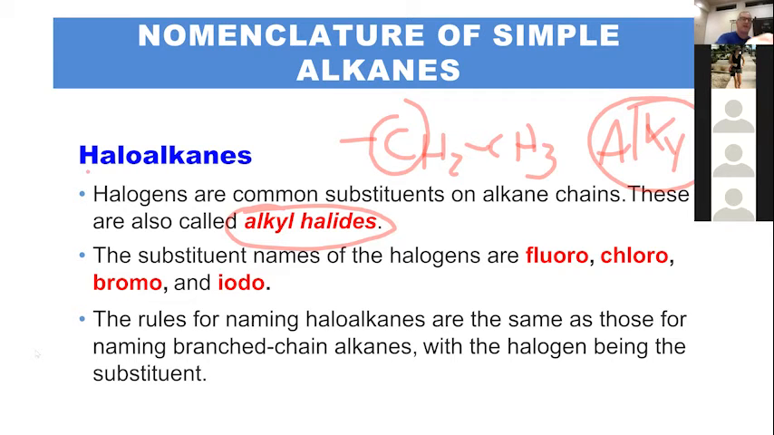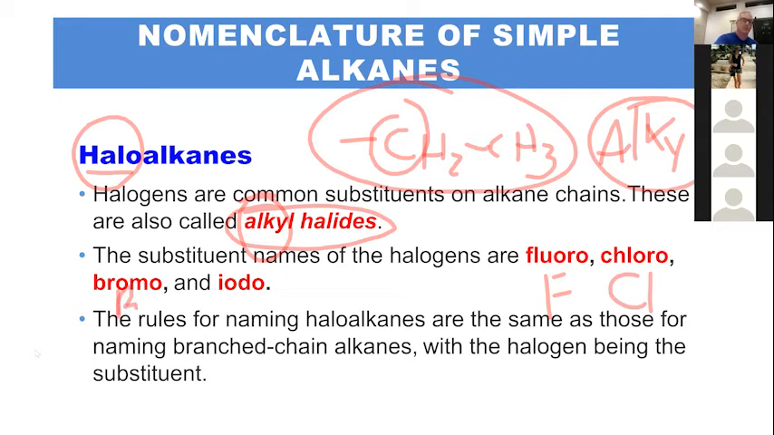So either we can call it an alkane with a halogen attached to it, or we can call it a halide with an alkyl group attached to it. Generally, we'll call them haloalkanes for simplicity. Fluorine is referred to as fluoro, chlorine is chloro, bromine is bromo, and iodine as iodo. And we basically use the same rules as we did for naming the other compounds.